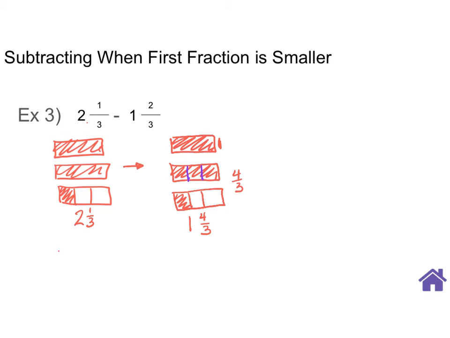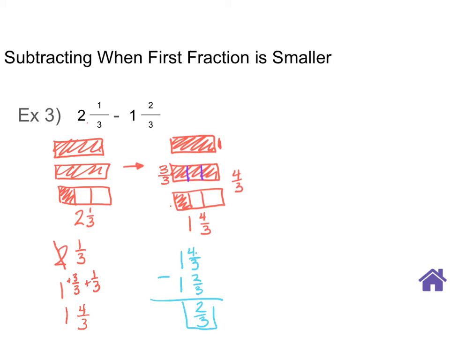Okay, so I have 2 and 1/3. What I did was I took this 2 and I made it a 1, right? But then I had this plus 3/3 here, right? Plus 1/3. So this right here became 3/3 plus 1/3, and I got 1 and 4/3. Now I can rewrite it and say that I have 1 and 4/3 minus 1 and 2/3. So 4/3 minus 2/3 is 2/3, and that is my final answer.